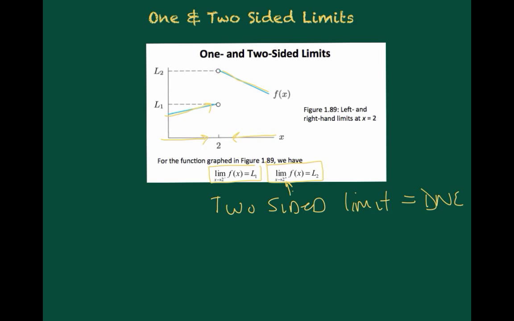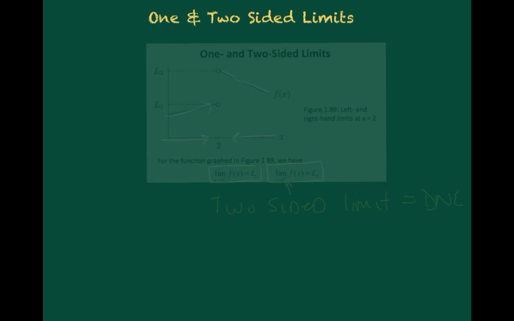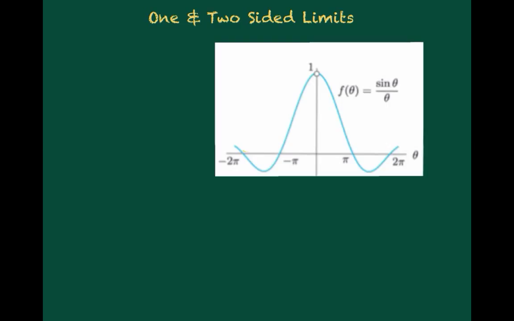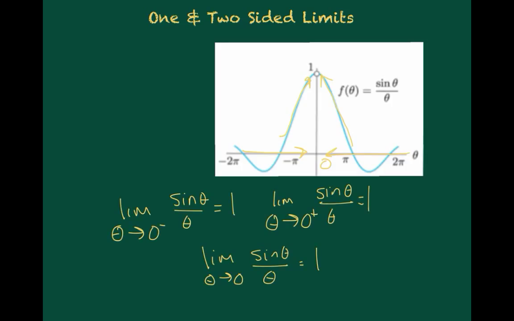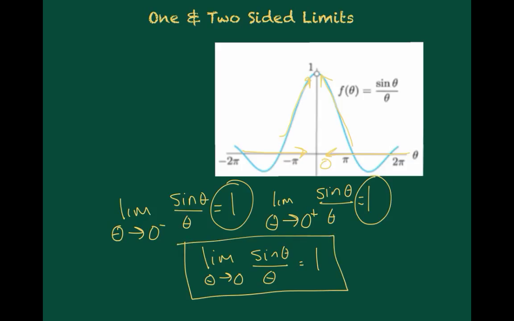Let's take a look at that first example just to solidify that. Okay, in this example here, as we approach 0 from the left side, the function is approaching 1. And as we approach 0 from the right side, or the positive side, the function is approaching 1. So we would say that the left-handed limit is equal to 1, that the right-handed limit is equal to 1, so the two-sided limit is equal to 1. Even though the function is not defined at theta equals 0, the limit does exist because the two one-sided limits were the same.